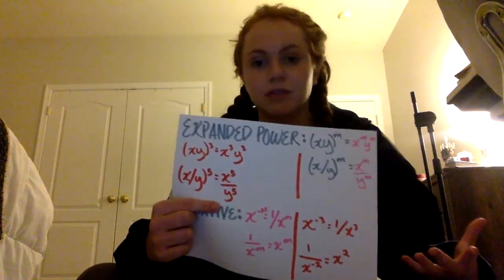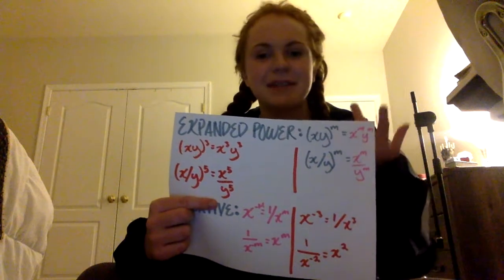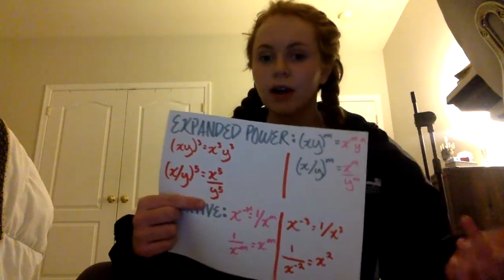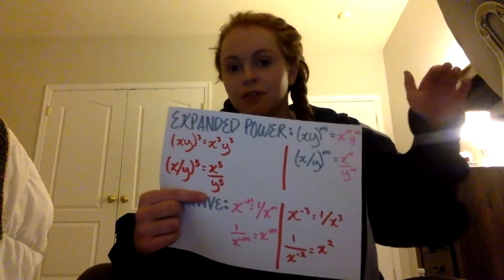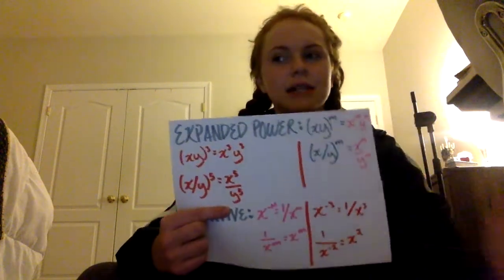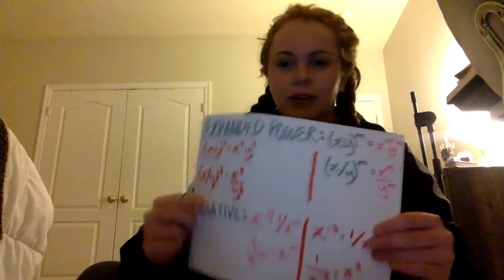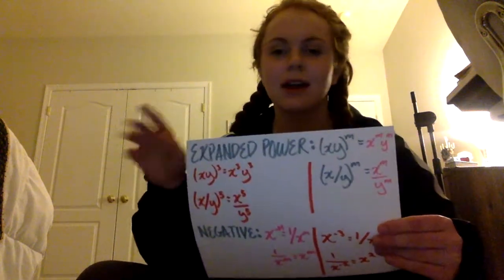And so same thing goes vice versa. If you have 1 over x to the negative m power, you're going to flip it. So then you have x to the positive m power over 1. This one sounds kind of hard, but once you practice it, you'll get the hang of it. Really, you're just flipping it and the negative goes away.